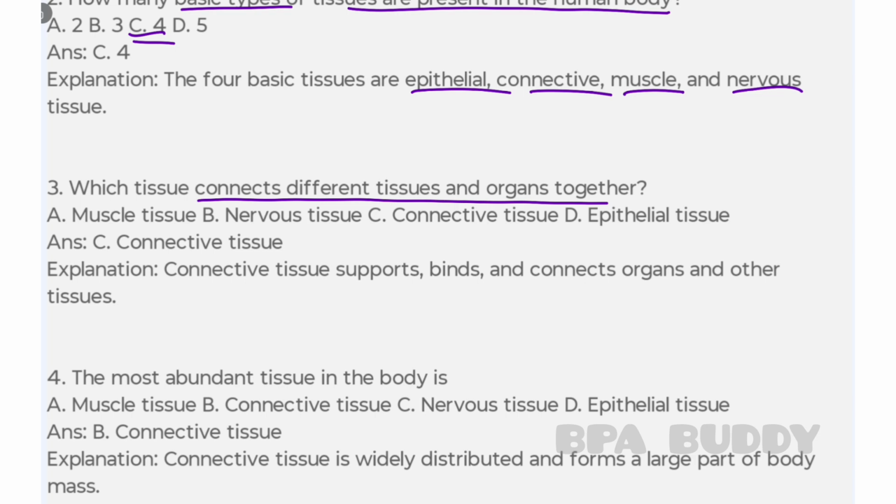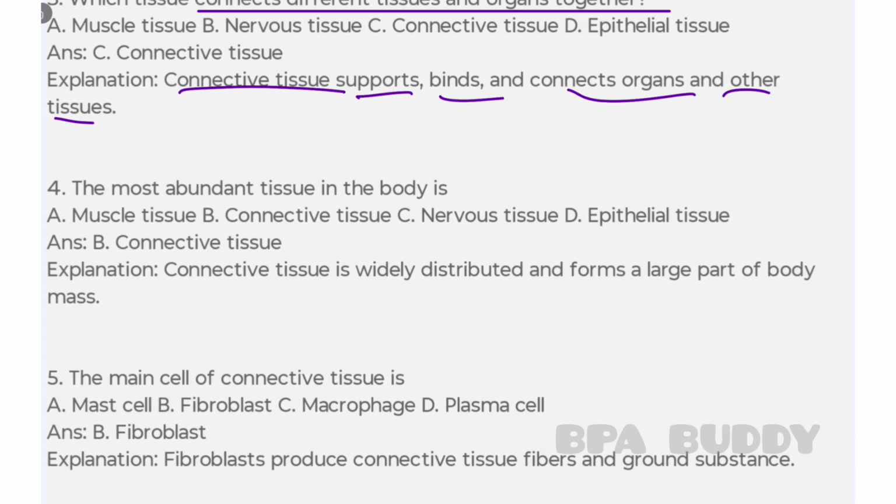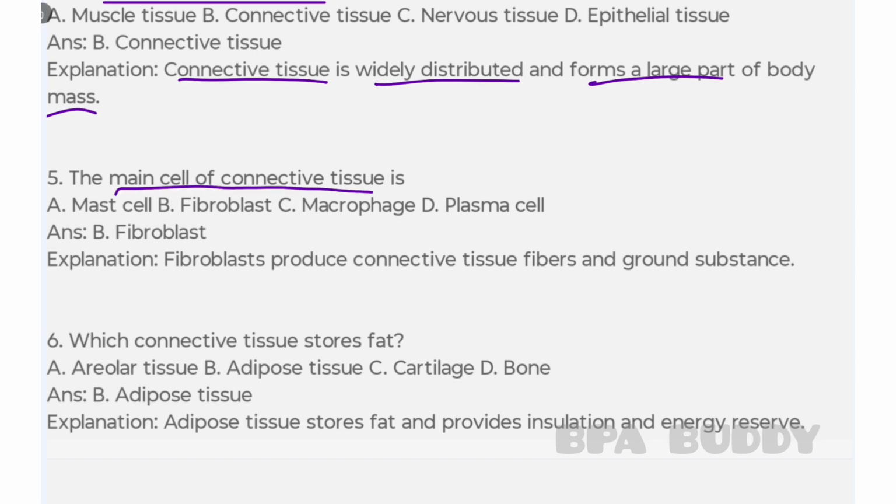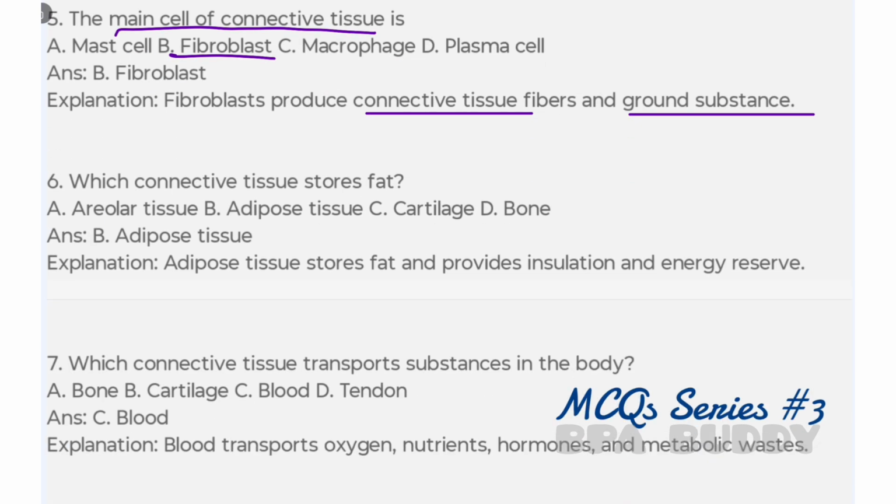Which tissue connects different tissues and organs together? Which kind of tissue connects tissues and organs? It is connective tissue. It basically supports, binds and connects the organs and other tissues. The most abundant tissue found in the body is connective tissue. It is widely distributed and forms a larger part of body mass. The main cell of connective tissue is the fibroblast. It produces connective tissue fibers and ground substance.